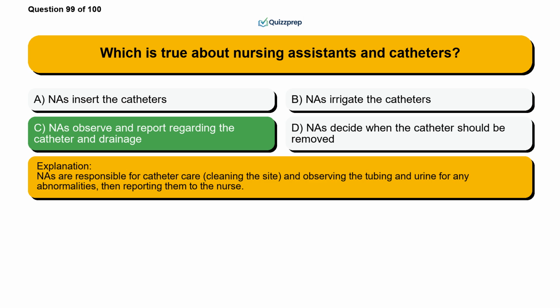NAs are responsible for catheter care, cleaning the site, and observing the tubing and urine for any abnormalities, then reporting them to the nurse.